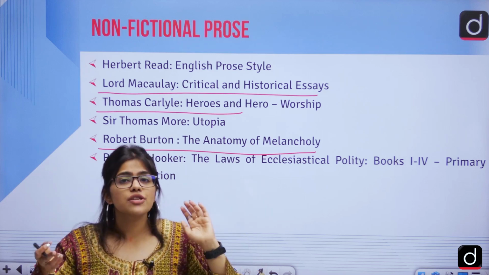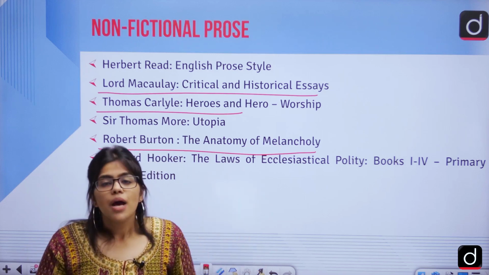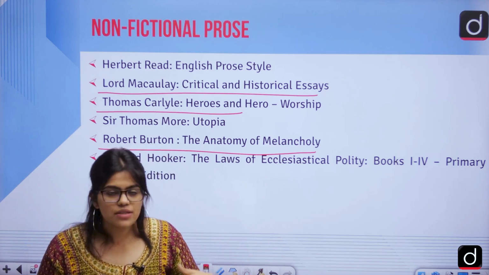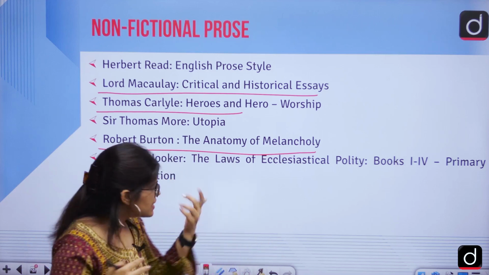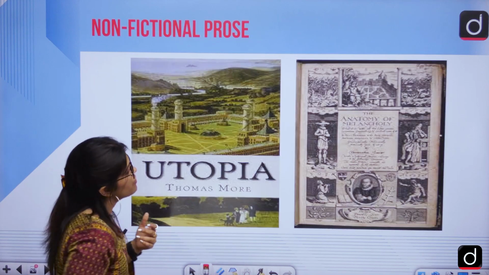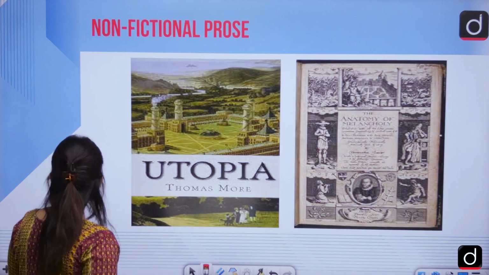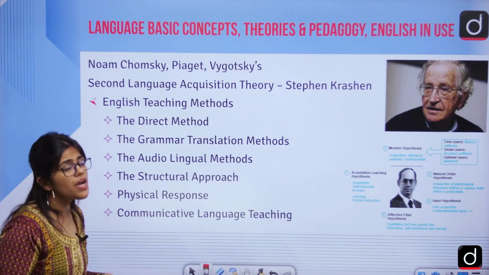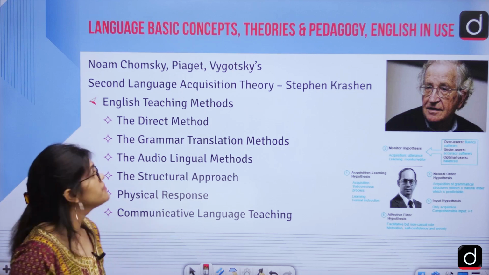But why is this section doable again? Because of course you have to read the text once, and then it would be easy for you to remember all of these things. So you should know that the non-fictional prose, like Utopia, all of these things are very important.